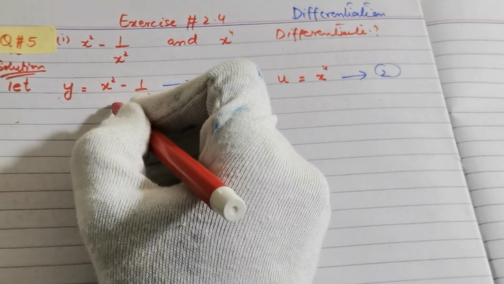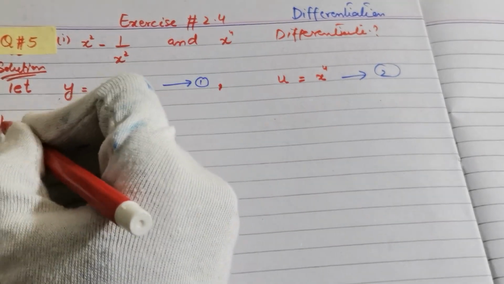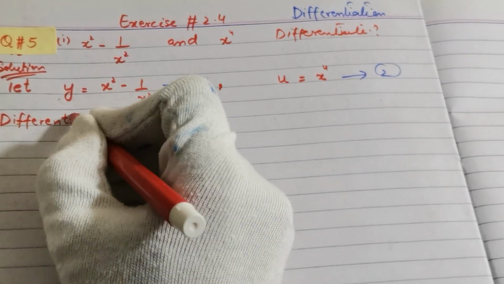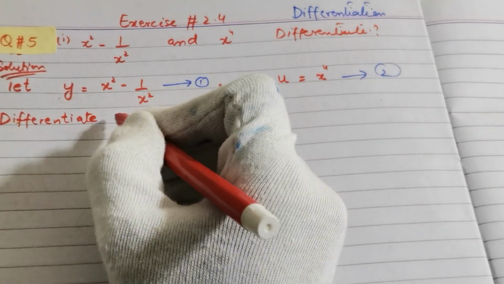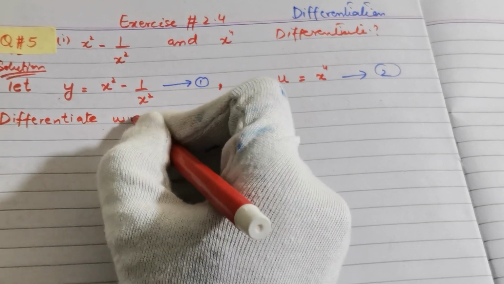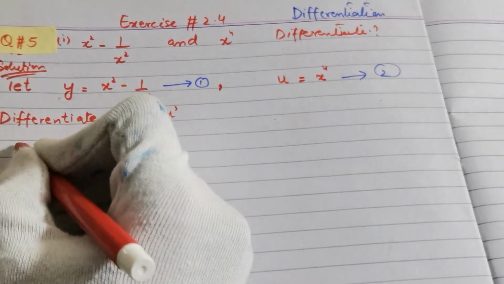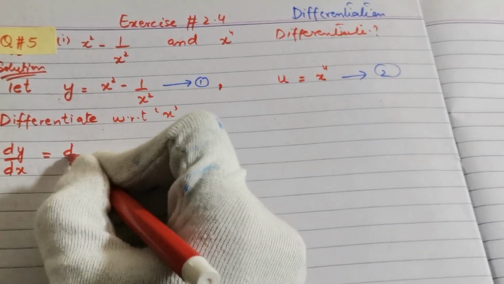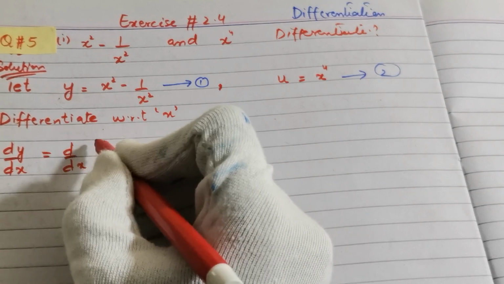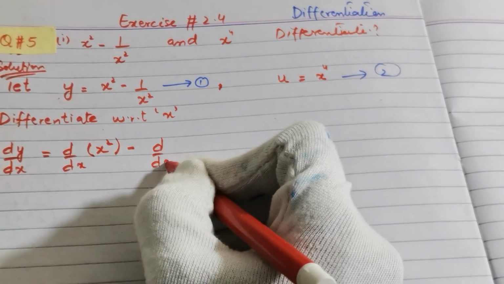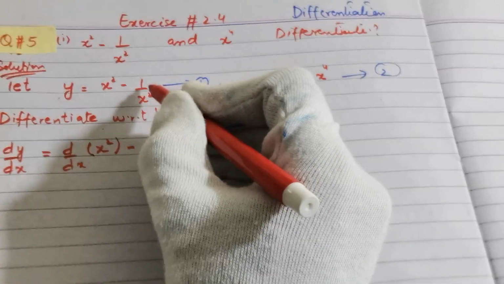In the right side variable is x, so we will differentiate with respect to x. Whatever variable is in the right side, we will differentiate with respect to that variable. Here variable is x, so we will differentiate with respect to x. What we get? dy by dx is d by dx x square minus d by dx 1 by x square.